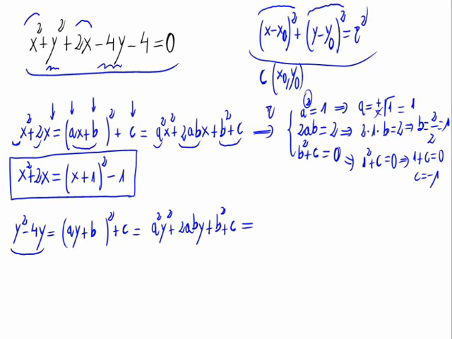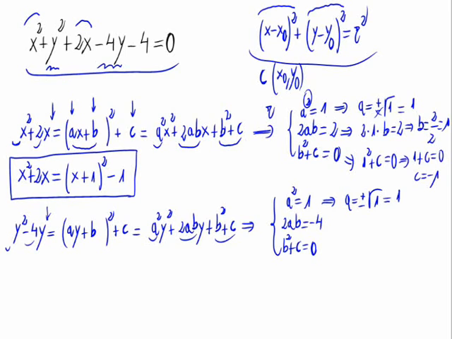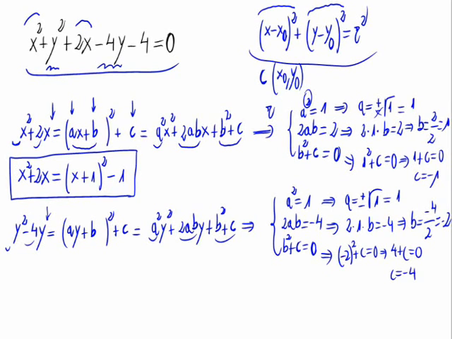From here, the coefficients of y squared are a squared equal 1, 2 times a times b equal minus 4, and b squared plus c equal 0. a would be plus minus the square root of 1, a is 1, 2 times 1 times b equal minus 4, so b is minus 2, and minus 2 squared plus c, 4 plus c, and c is minus 4. y squared minus 4y is equal to (y minus 2) squared minus 4.